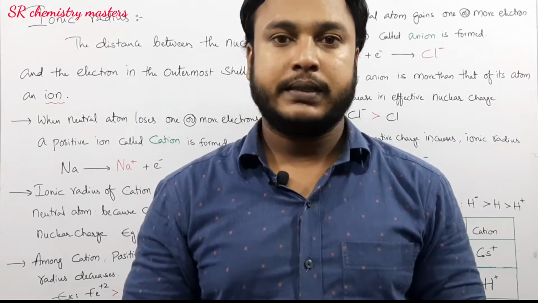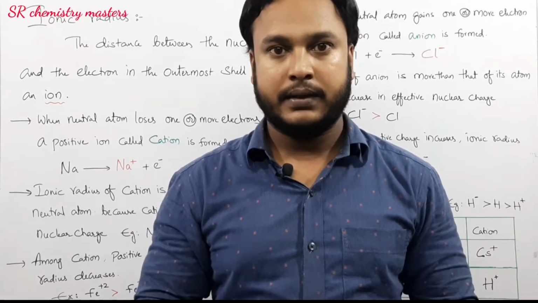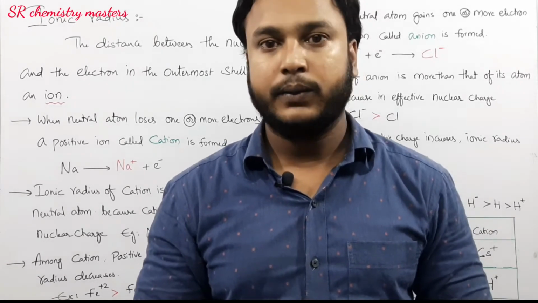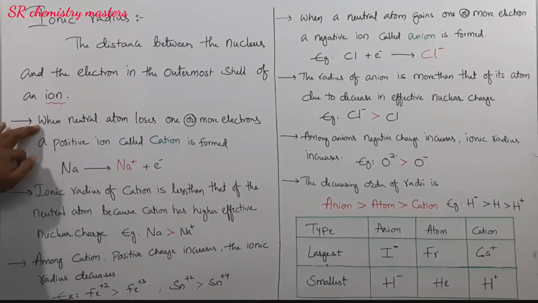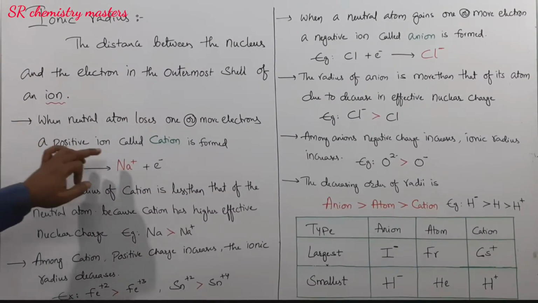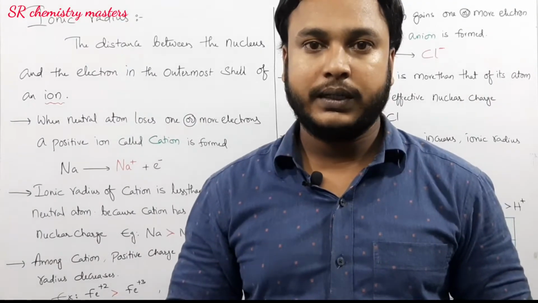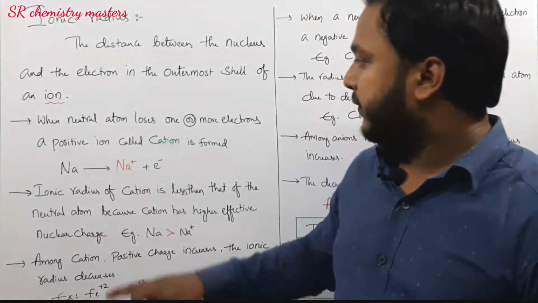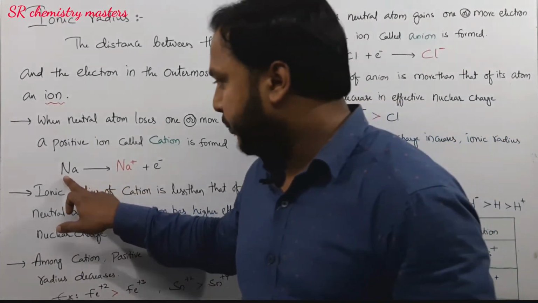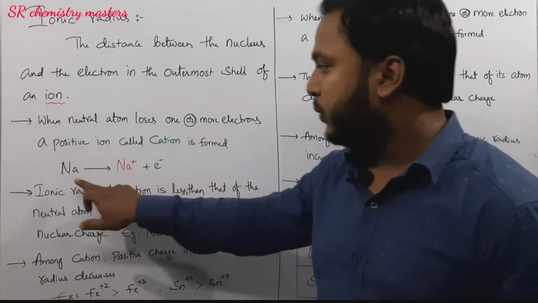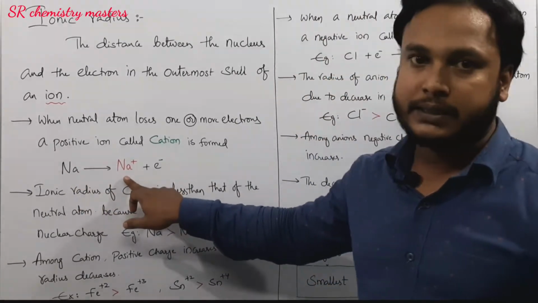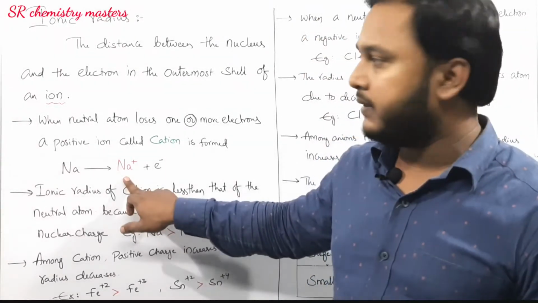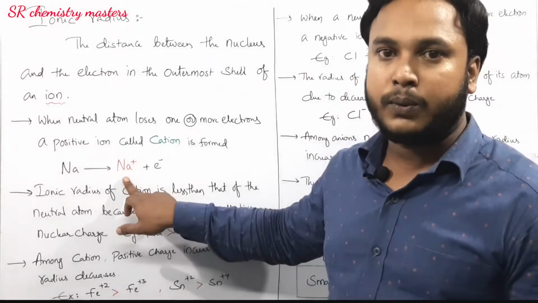There are two types of ions. One is cation and the other one is anion. Cation has positive charge whereas anion has negative charge. When a neutral atom loses one or more electrons, a positive ion called cation is formed. When an electron is removed from an atom, a positive charge is attained by the atom. For example, if we remove an electron from the sodium atom, it gets converted into Na+. This is nothing but the positively charged particle, and this is considered as cation, that too sodium cation.